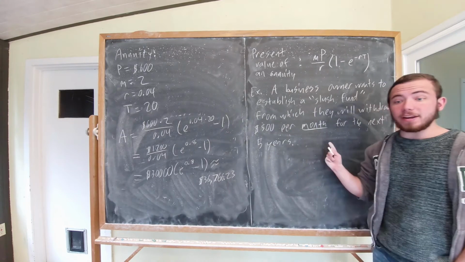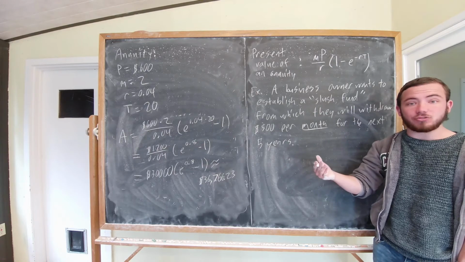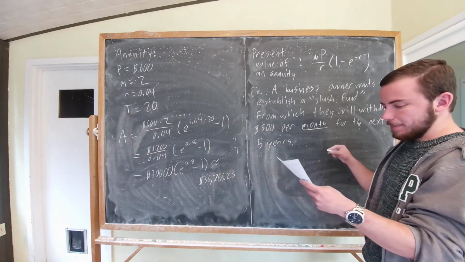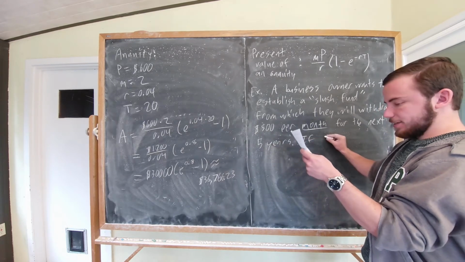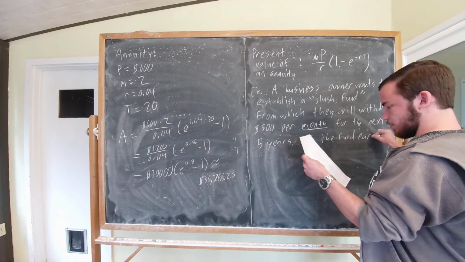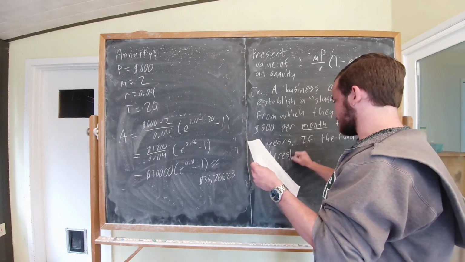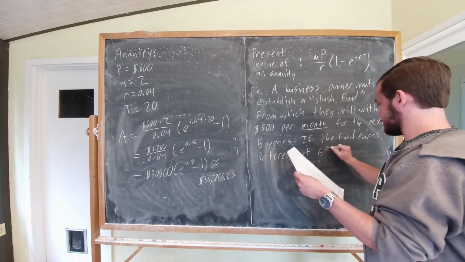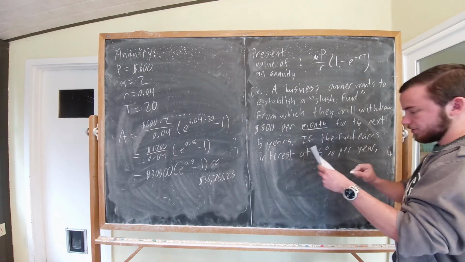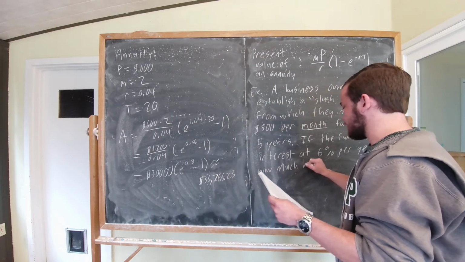Basically, they're saying, hey, we know we're going to need this money, so we're going to set it aside for now and let it earn interest while we wait to use it. And if they set this up with a fund earning interest at 6% per year, compounded continuously, of course, how much money is necessary to establish the fund?